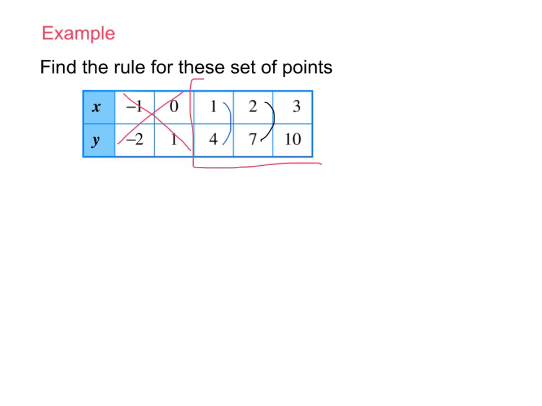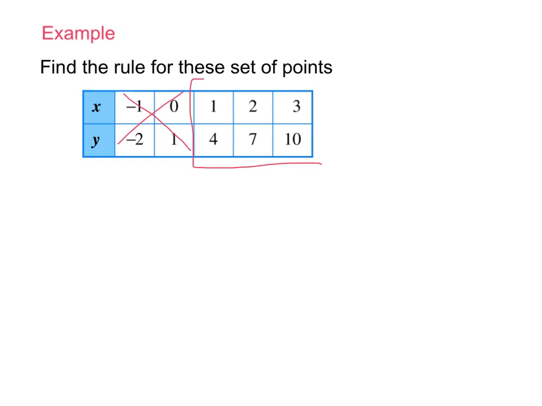So let's try multiplying. Okay, let's try multiplying by 2. 1 to get to 4. 2 multiplied by 2 and add in 2. That works. So 1 multiplied by 2 is 2 plus 2 is 4. 2 multiplied by 2 is 4 plus 2. No, that's 6. That doesn't work. Okay, let's try something else then, guys.